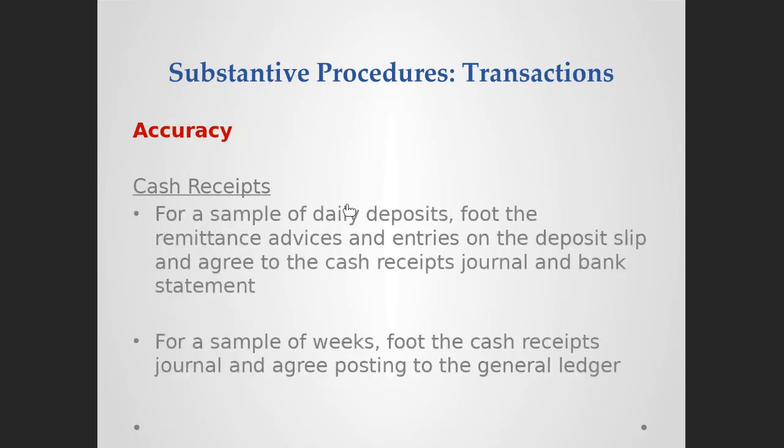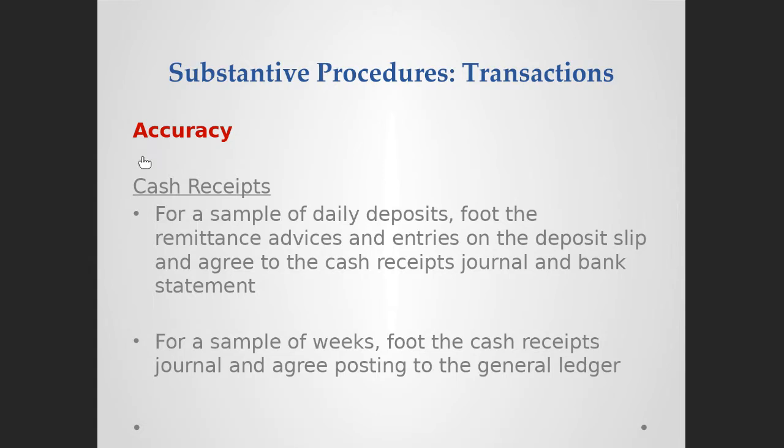Okay, the last assertion that we're going to talk about is accuracy. Now remember, what we're going to talk about right now, you don't have to do separately. You can do this when you are testing occurrence and completeness. Accuracy is to make sure that the amounts and the totals and all of those things are accurate.